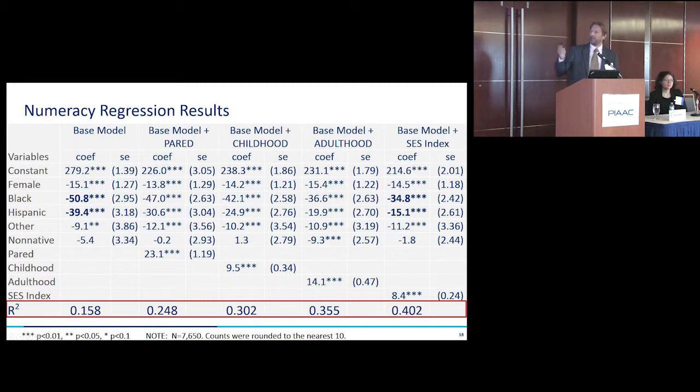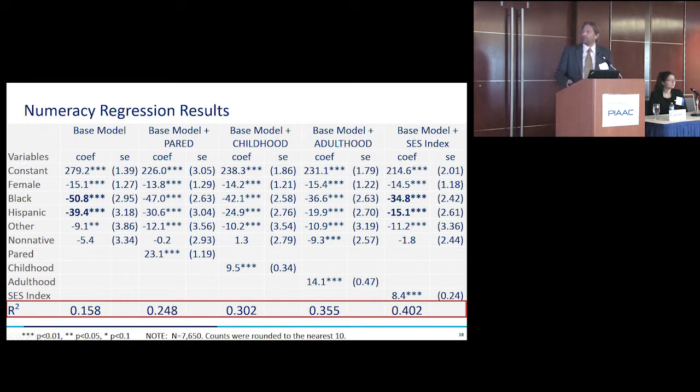But as we can see, as we enter the childhood SES index, the adulthood index, and finally the full proposed SES index, we explain a much larger variation of the numeracy scores. So numeracy skills, parental education, about 25%. If we use instead the SES index, it's about 40% of the variation that we explain.